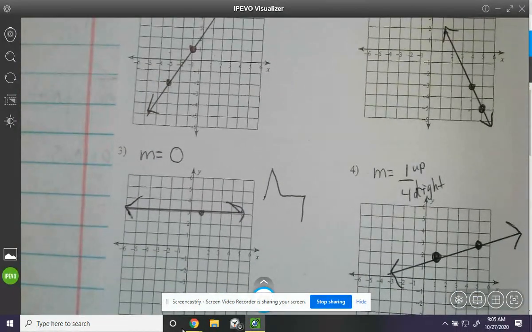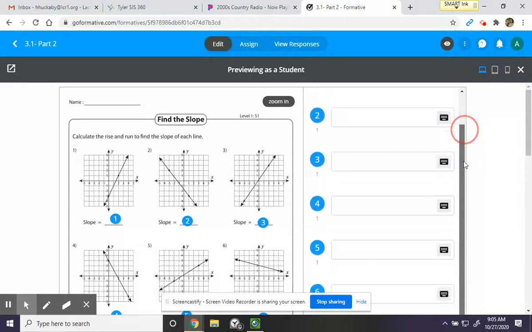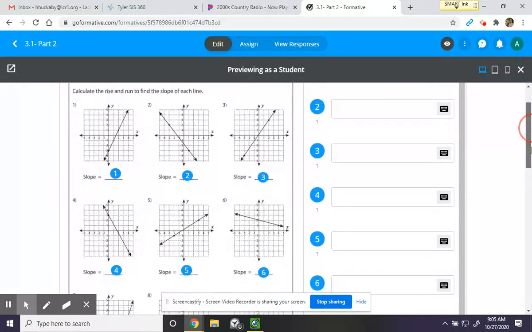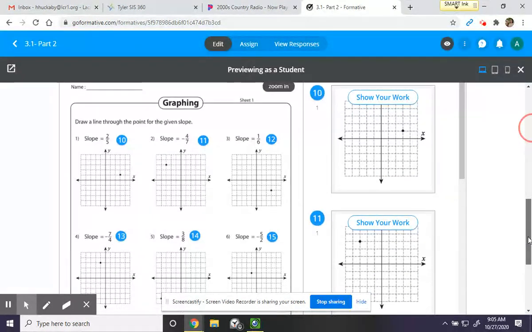I want to show you something on your assignment today. So for your assignment, you'll go to Go Formative. It's 3.1 Part 2. The first part, you are doing the same exact thing that you did yesterday. You're just typing in and telling me what the slope is. The second part, however, you are drawing slope yourself.